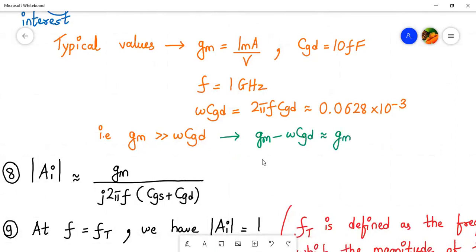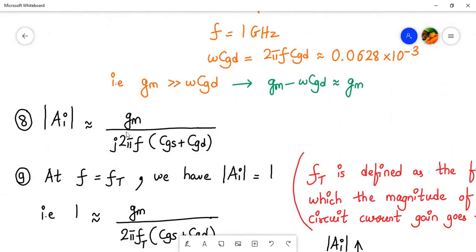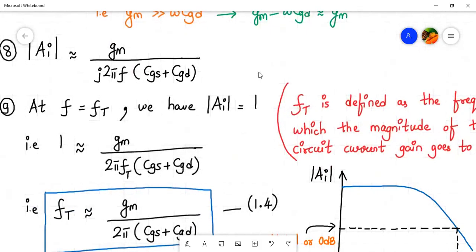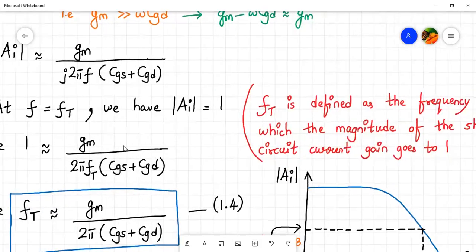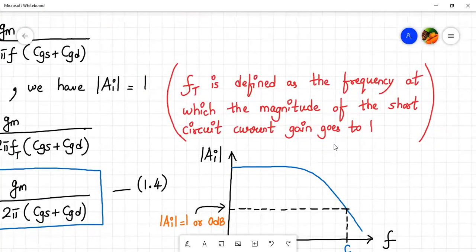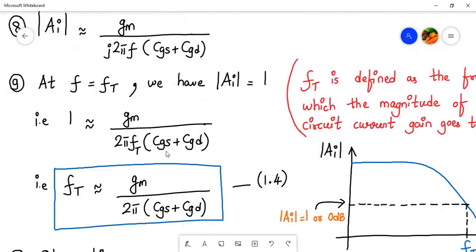So we can write this equation: mod of Ai will be approximately equal to gm divided by jω. Omega we can substitute as 2πf into Cgs plus Cgd. Now from this equation, at f equal to fT, we have the gain Ai as 1. That's the definition of fT, right? It is defined as the frequency at which the magnitude of the short circuit current gain goes to 1. That frequency is called the transition frequency or the unity gain frequency.